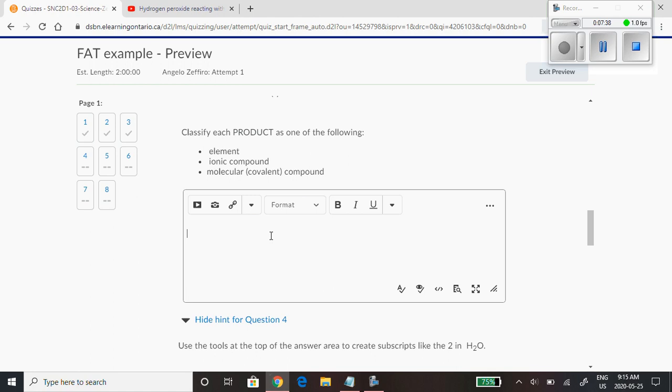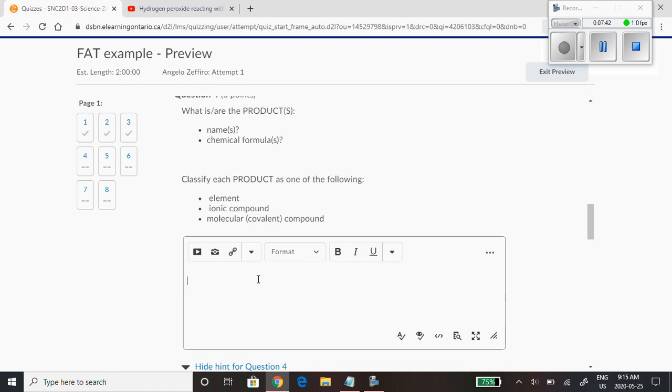Well, let's answer this question. The name of what's produced. Well, one of the things that's produced is water. And that's H2O. But I'm going to fix the 2. I'm going to highlight it. I'm going to go over to here, make it a subscript. All right. And what is that? Is that an element? Is that an ionic compound? Is that a molecular compound? Well, water, that's a molecular compound because there's no metals involved in it. As soon as there's no metal, you know it's not ionic, and it's not an element. I don't find water on the periodic table.